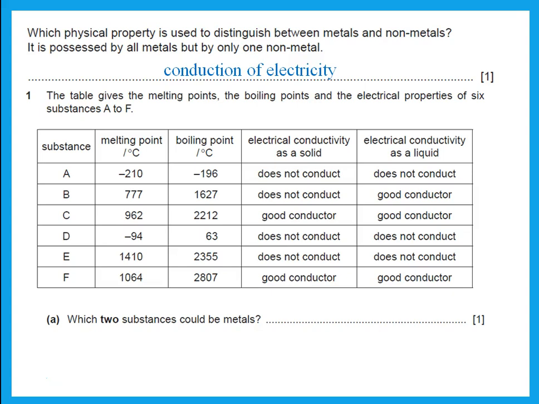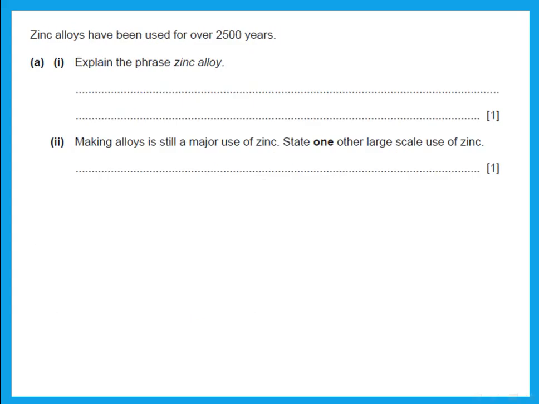Okay, the table gives melting point, boiling point, electrical properties, and so on. He's asking which two substances could be metals. The first thing you look at, for it to be a metal, it must conduct electricity as a solid, and of course have a high melting point and boiling point. So just looking at it, the only two that conduct electricity as a solid are C and F. These have to be metals.